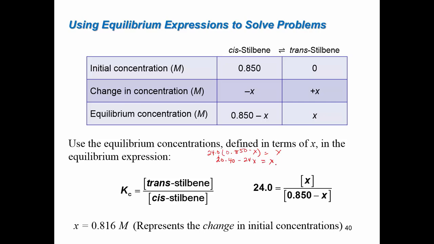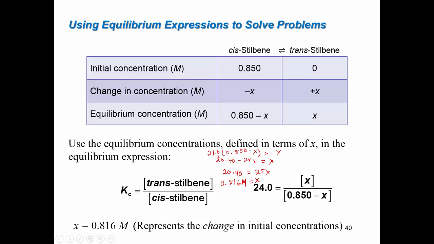Now I need to combine my x terms. So 20.40, I'm going to add 24x to both sides. In order to do that, I get 25x. Now to solve for x, I need to divide both sides by 25. And when I do that, I get x equals 0.816 capital M molar.